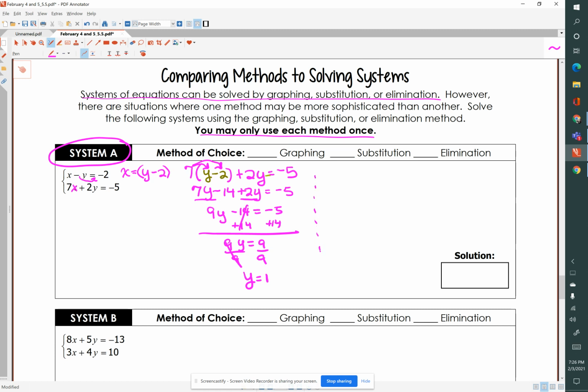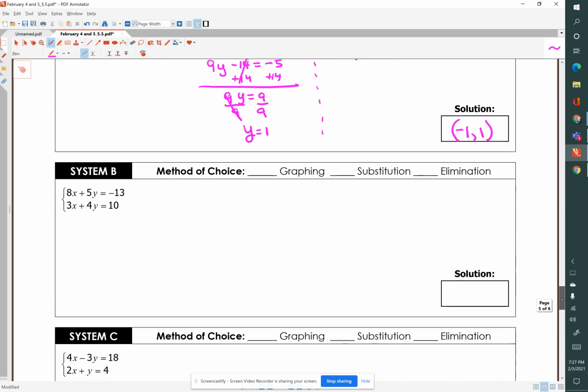Now I will take the 1 and substitute it into this equation right here. So I will have x equals 1 minus 2, and x equals -1. So our ordered pair is -1, 1. And you can graph that on Desmos. And what we did here, we used substitution to solve that system because one equation was almost already solved for x or y. And that's when you'd use substitution.